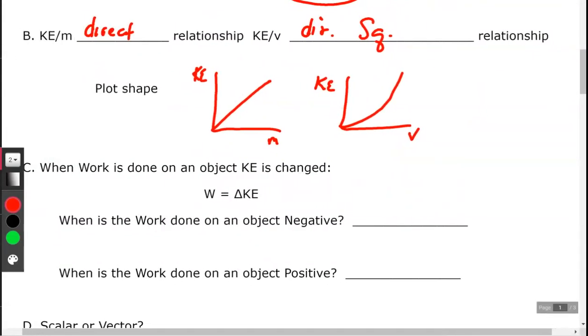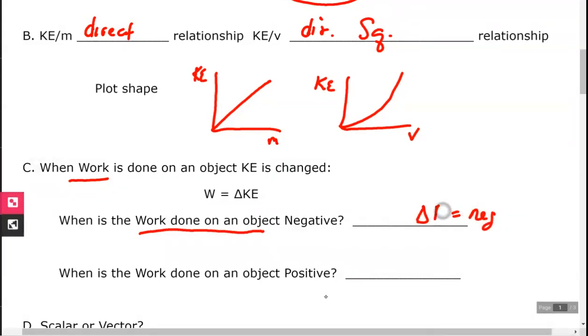The work done, again, this is that close relationship between work and energy. When work is done on an object, the kinetic energy is changed. It could be changed two ways. Well, what kind of work is done on an object? When is the work done on an object negative? When the change in kinetic energy is negative. So when the change in KE is negative, you must be doing negative work.